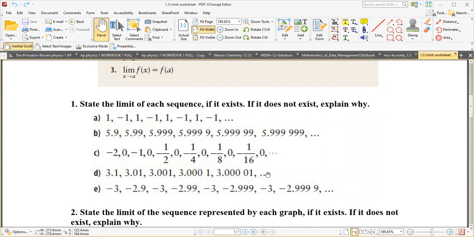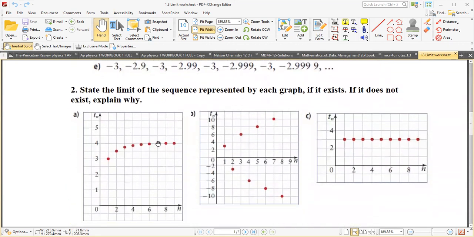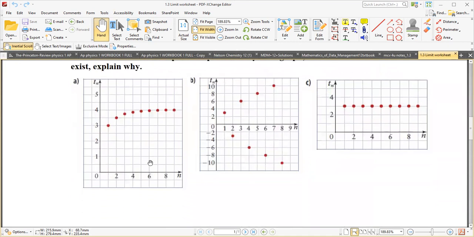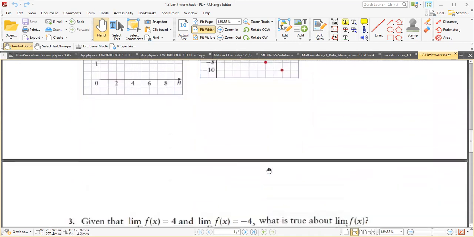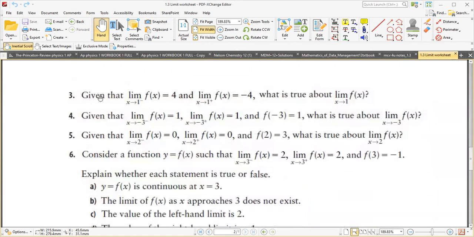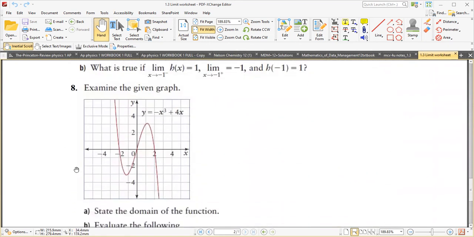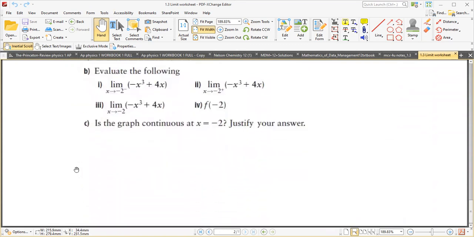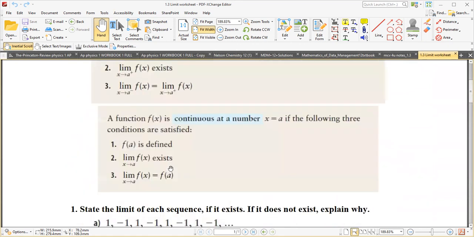So you have to do the rest for me. Question number 1. Question number 2, you have to tell me what's the limit. For example, this is going toward 4. The limit here is 4. Question number 2, A, B, and C you do. Question 3, 4, 5, 6, 7, 8. Pretty much all of these questions are worth doing, and you should do that.